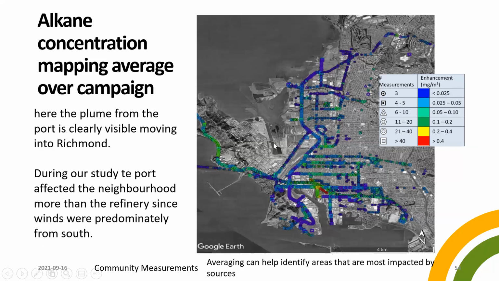And this is the same thing, but for alkanes, and it's mapping a larger area here. While doing this type of mapping, we find, for instance, the pipeline that was leaking up here and things like this. And you can also see the plume that is moving from south to the north.